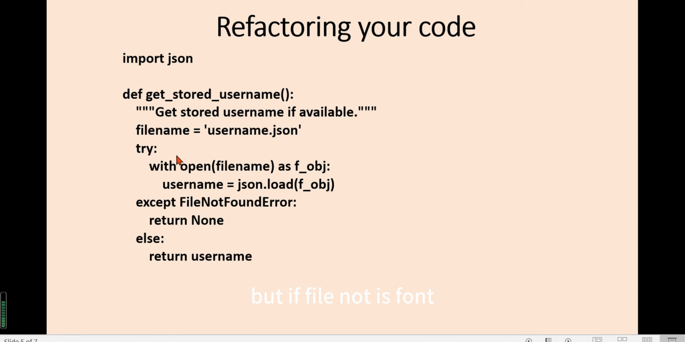But if the file is not found in this working directory, the except block will be run and this function will return None. So this function get_stored_username is very simple. If the file exists in the working directory and has information inside, we will return the username. If not, the FileNotFoundError will return None.